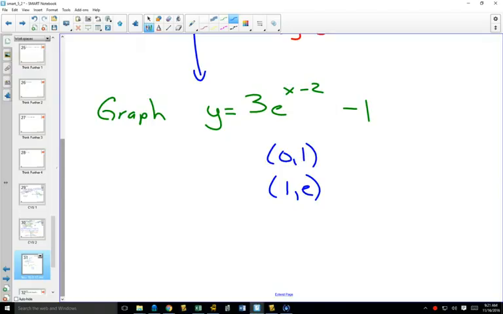We go from left to right. When we go through our stretches and compressions first, what are we going to multiply y by? Y by 3. X by? Don't have to do it because there's a 1 there, right? So just have to do y by 3. So then you would get 0, 3. That's easy, but then what do we do here? 1, 3e. 3! Yeah. Excellent.